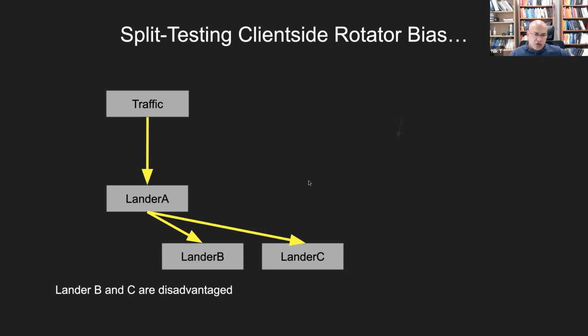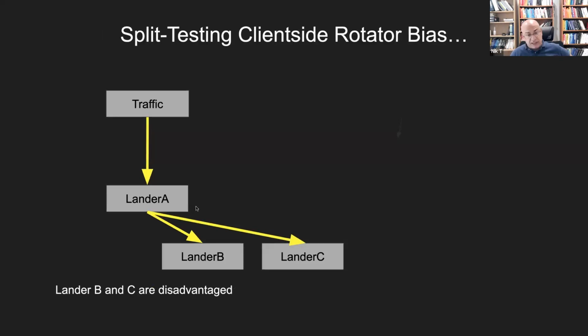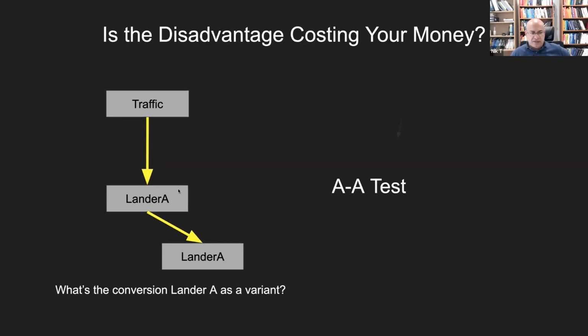Now, the way to accommodate that, if you are going to use a client-side rotator, is to do an AA test. This is where you just make an exact replica of your page, and you run a bunch of traffic to it, and they both should have the same conversion rate, obviously, because they're the same page. But what you're going to find is if this disadvantage is significant, then, for example, that converts at 5%, that's going to convert at 4%, or something along those lines.